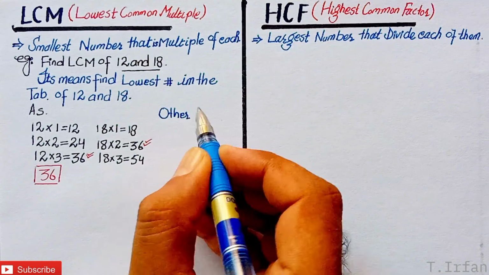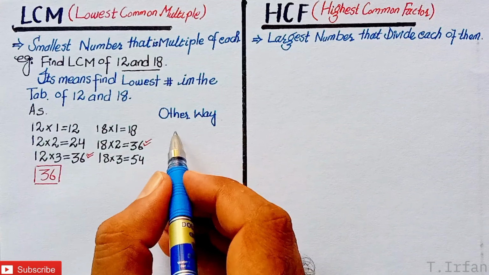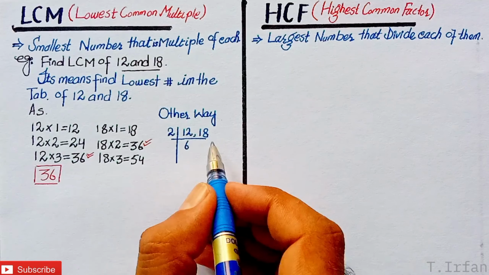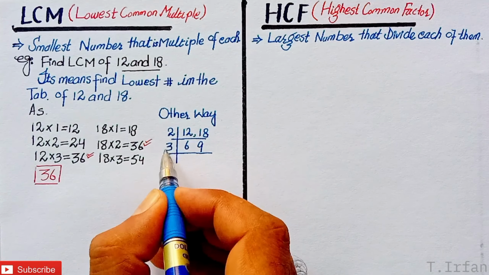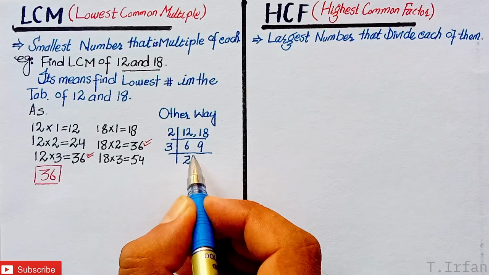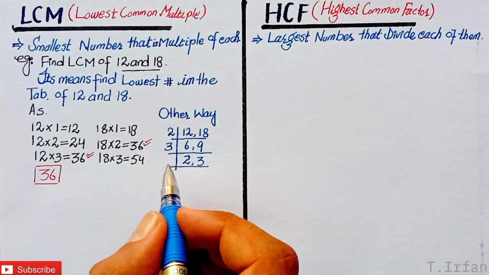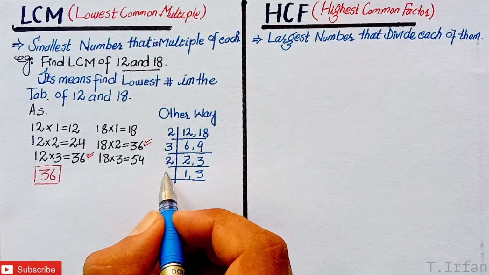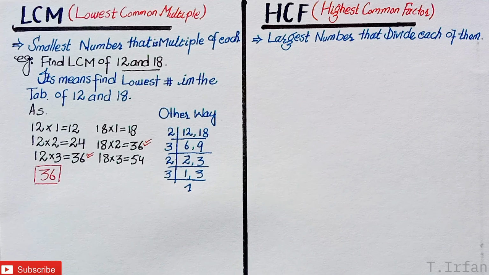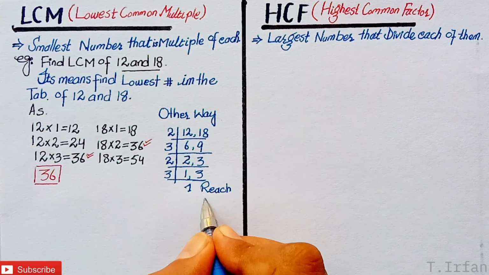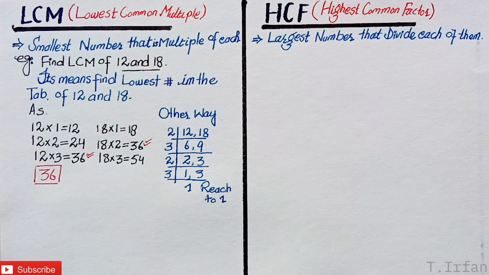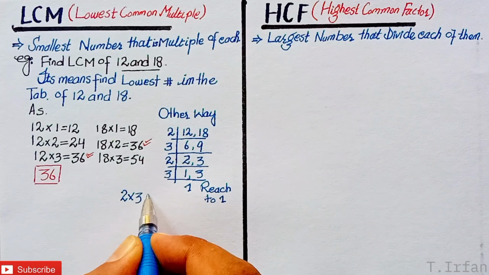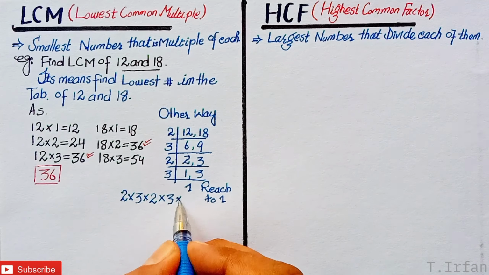And there is another way through which we can also find out the LCM of any numbers. For example, we are going to find out again the LCM of 12 and 18. Simply by dividing, we can find out the LCM, and by dividing we reach the number 1. And after that we multiply all these numbers we used to divide 12 and 18, and we find the LCM, which is 36.